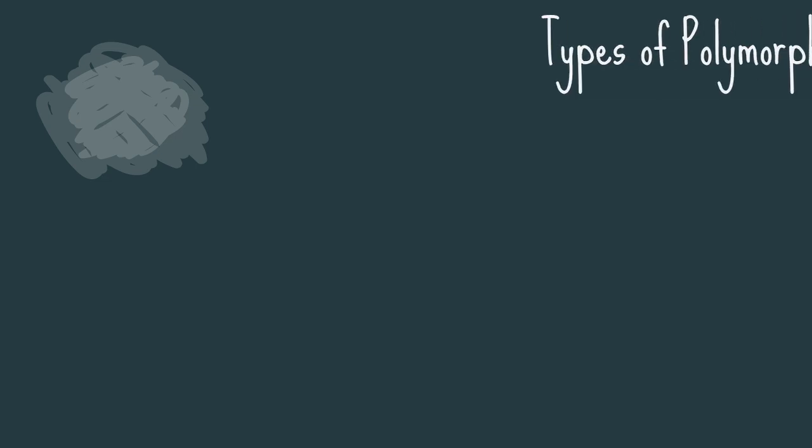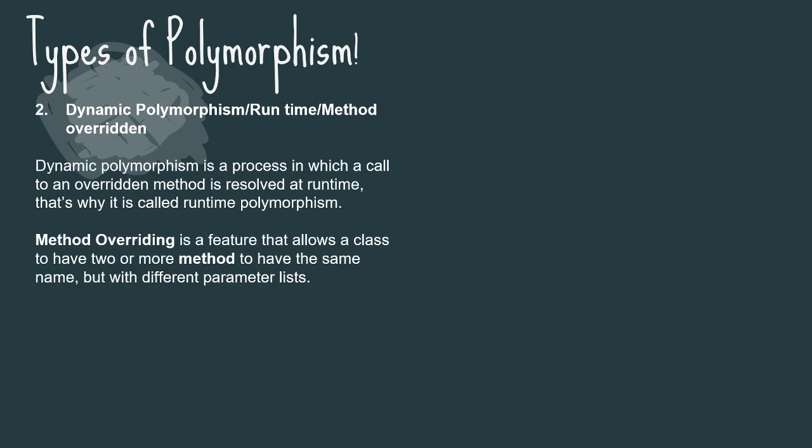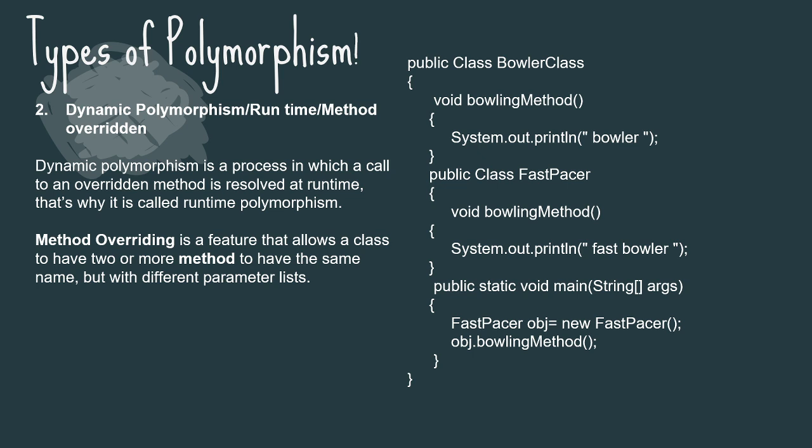Okay, now let's look at method overriding, which means dynamic polymorphism, or runtime polymorphism. Dynamic polymorphism is a process in which a call to an overridden method is resolved at runtime. Method overriding is a feature that allows a subclass to provide its own implementation of a method with the same name. Let's look at this example of how it is overridden in the program.